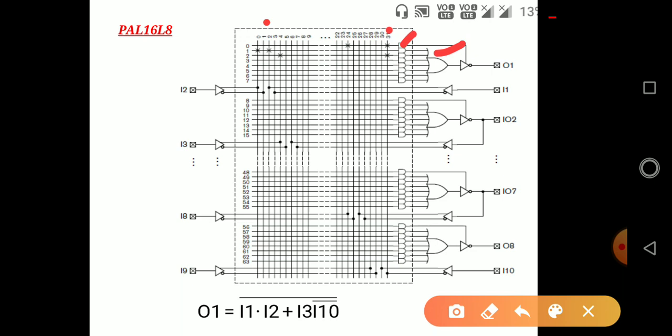Each programmable AND gate line is connected to the programmable OR gate, and the line which is not connected to the programmable OR gate is connected directly to the tri-state buffer, which acts as the enable for that output. Okay, so let us find the equation for O1 from this diagram.